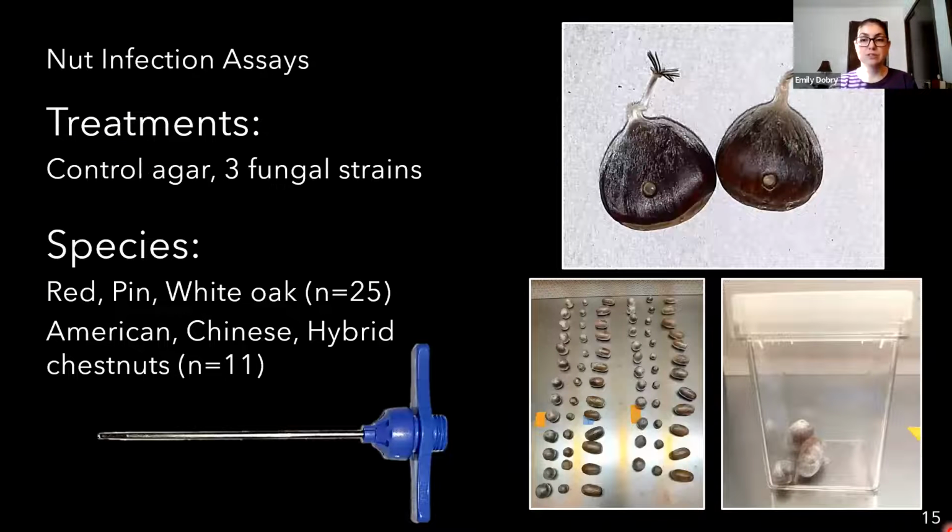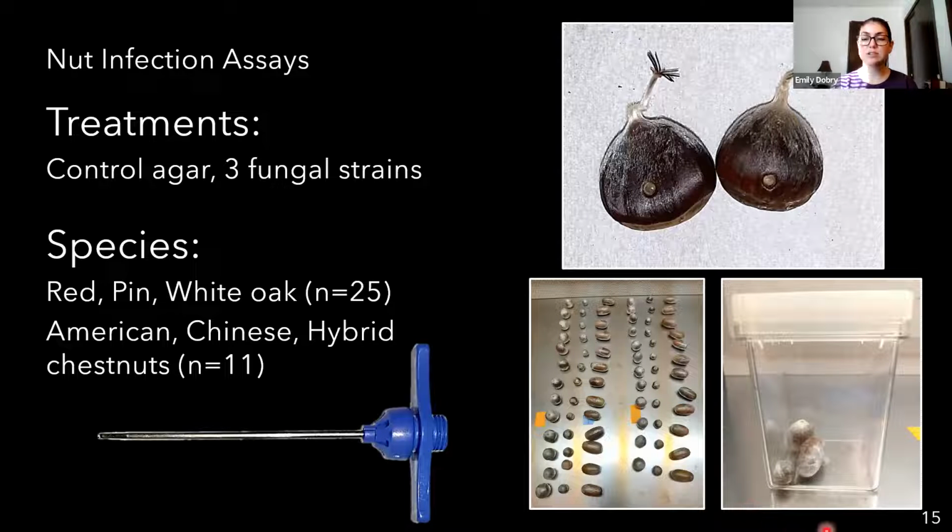So we began with surface sterilizing all of the nuts to remove any potential external contamination. And then we used a bone marrow biopsy needle, which is the tool that you see right here, to create a 1 millimeter wound through the shell and into the soft tissue of the nut. And into that wound, we put either a 1 millimeter plug of one of those 3 live fungal strains or a control sterile agar. And then we wrapped each nut individually and entirely in parafilm to prevent cross-contamination and desiccation. And then we stored them in these little plastic containers here.